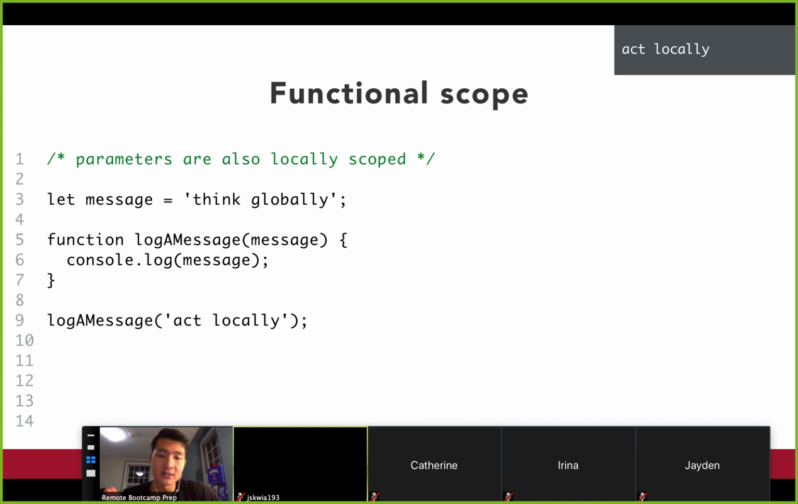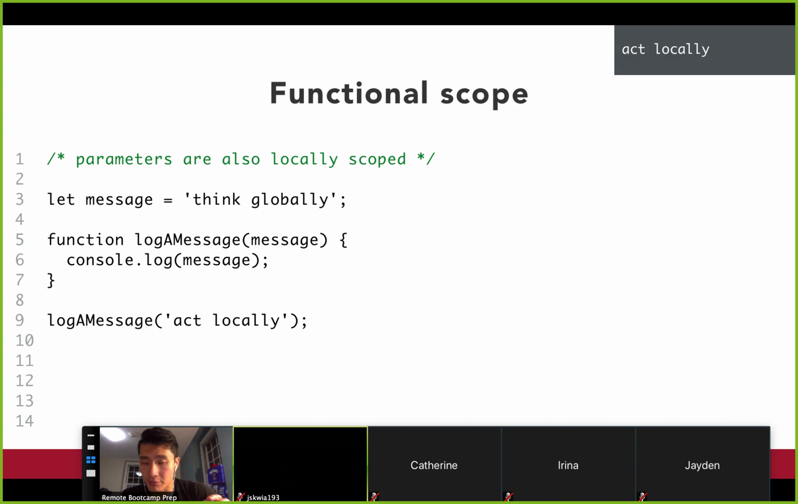And the first question I have to ask is, is there a variable called message in my local scope, in my log a message function scope? And the answer is yes, there is. That variable was created on line 5, which basically says that the variable message is whatever parameter I fed in. Well, on line 9, I'm feeding in act locally as the parameter when I invoke log a message, and therefore that's what the value of message is on line 6. So when I console log it out, I get back the value of message, act locally.